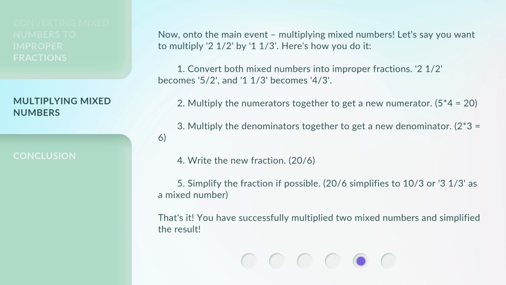4. Write the new fraction. 20/6. 5. Simplify the fraction if possible. 20/6 simplifies to 10/3 or 3⅓ as a mixed number. That's it. You have successfully multiplied two mixed numbers and simplified the result.